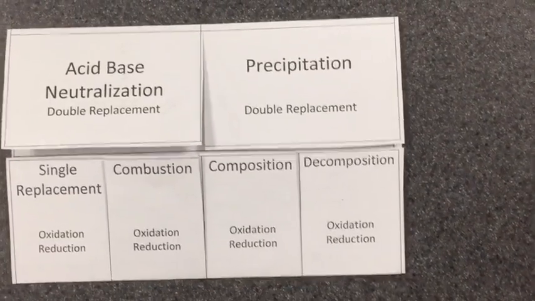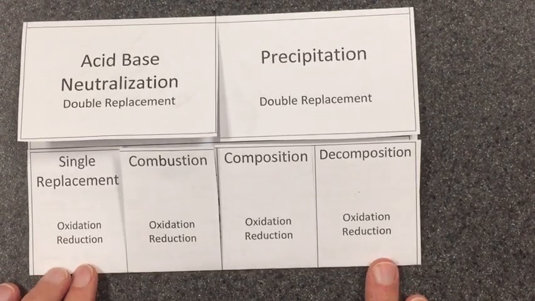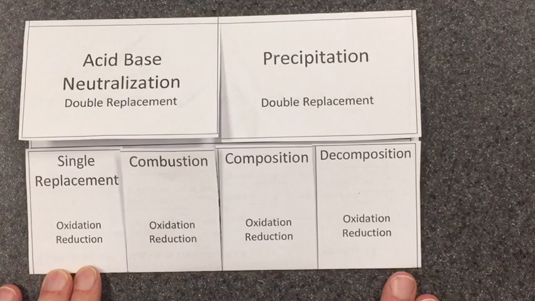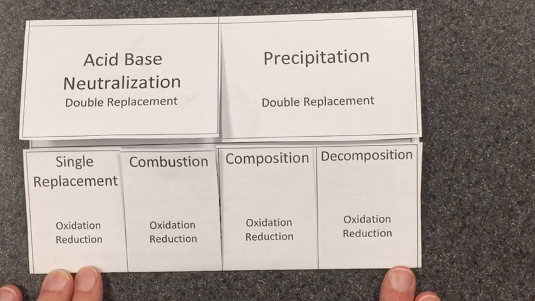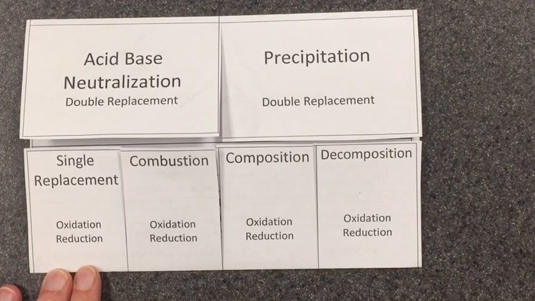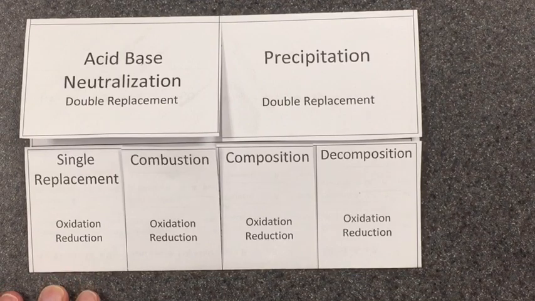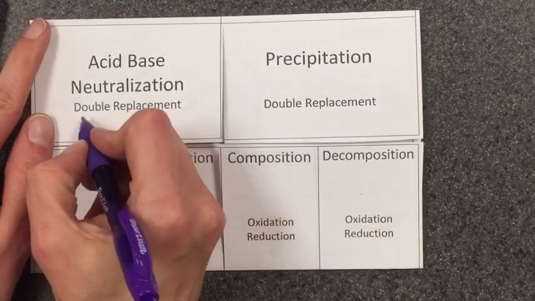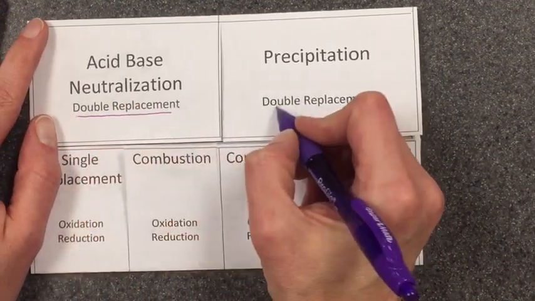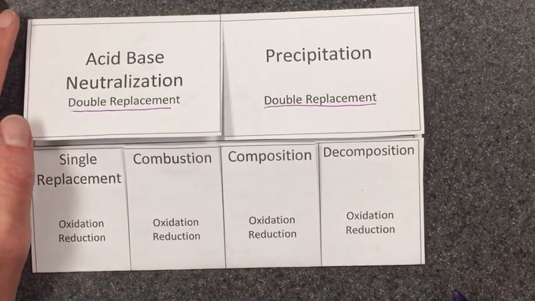Okay everybody, so what we're going to do today is talk about the 6 types of reactions. By the end of this lesson, you guys should be able to look at an equation and determine which of these 6 types it is. Okay, you should be able to classify equations by type. So first off, I want to talk about the categories we have for our types of reactions. You'll notice 2 of them say double replacement, and the other 4 say oxidation reduction.